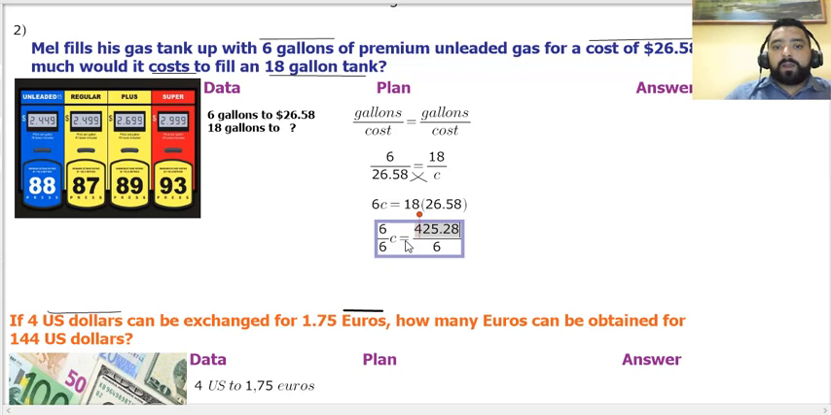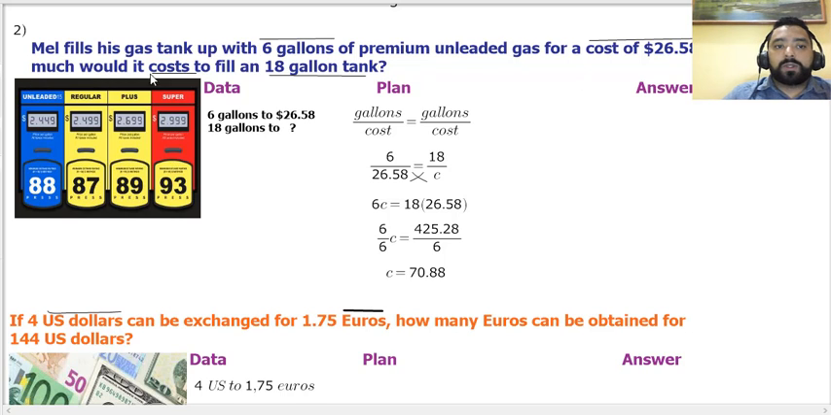425.28. And then we're going to have the value for the cost of 18 gallons, because remember the cost we don't know for 18 gallons. So it's going to be 425.28 divided by 6 is going to be 70.88.